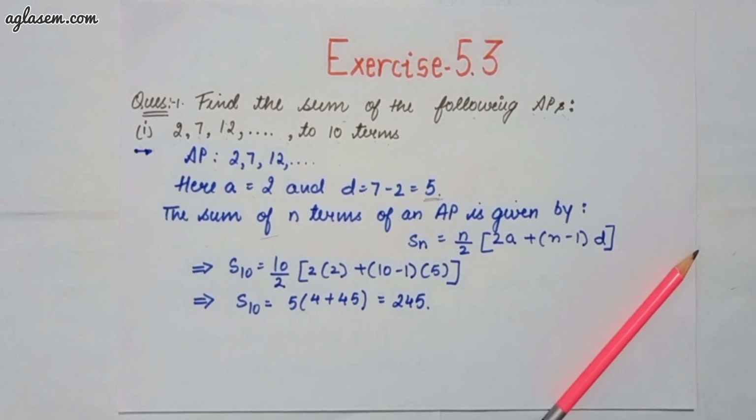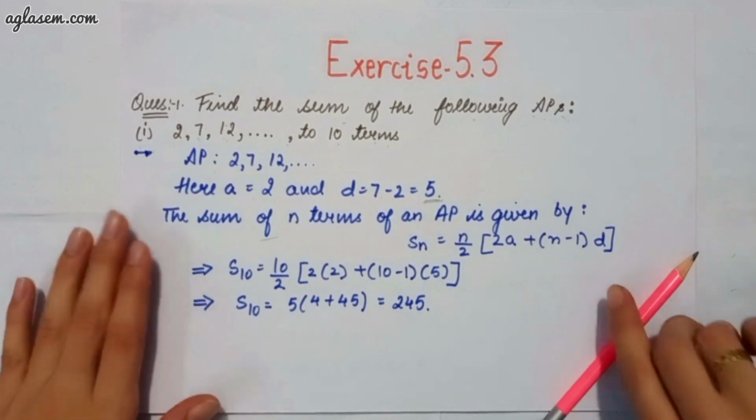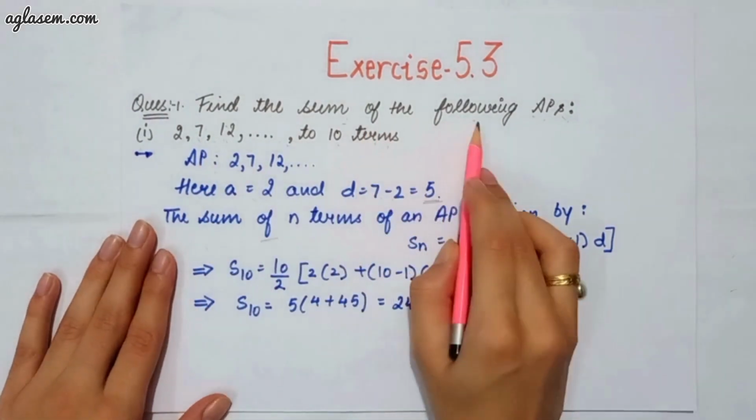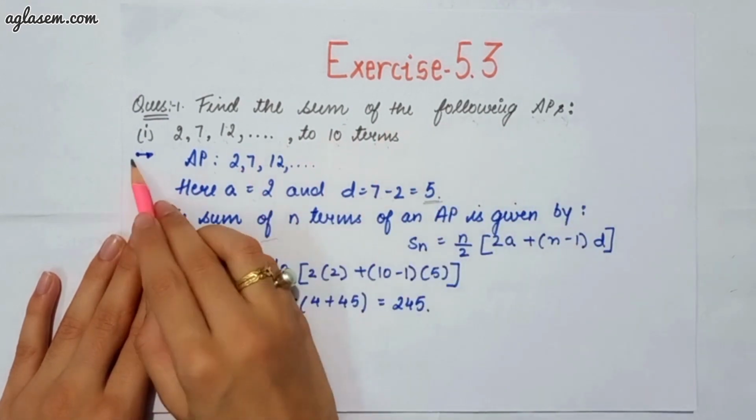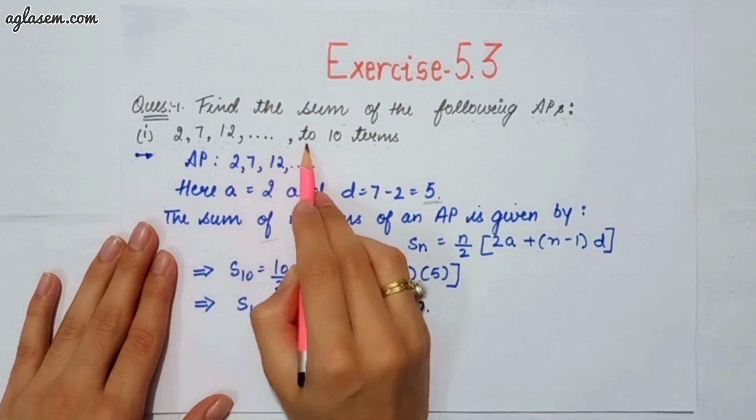Today we will be covering chapter 5, that is Arithmetic Progressions. So starting with the third exercise, that is 5.3, our first question says find the sum of the following arithmetic progressions. Part 1 says 2, 7, 12 and so on to 10th term.